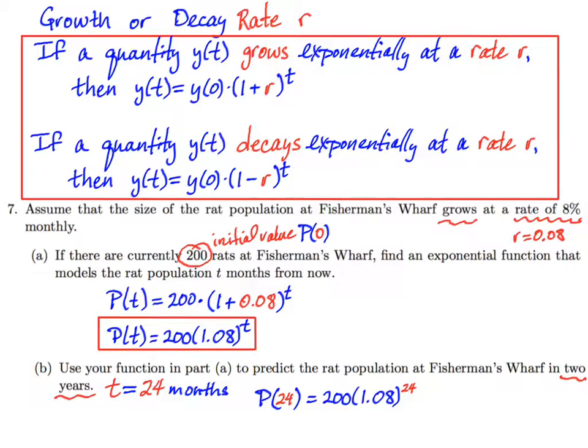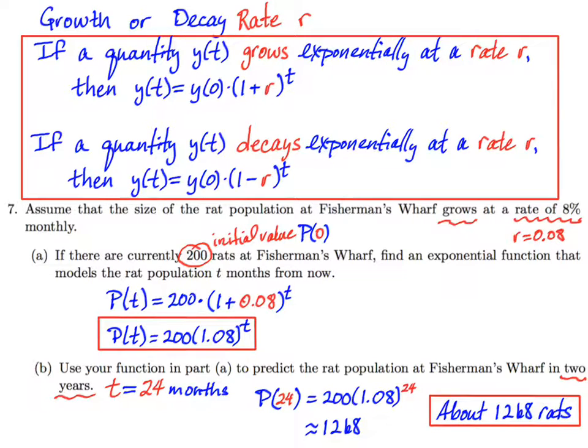So if you round it to the nearest whole rat, you should get 1,268. So we should have about 1,268 rats in 2 years. That's a lot of rats. We started with 200, and in 2 years that grew to over 1,000.